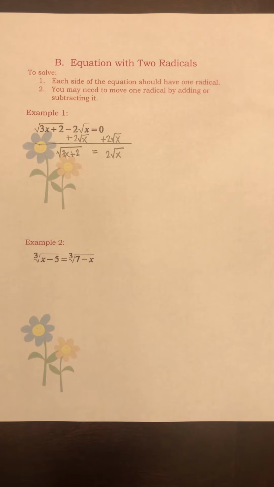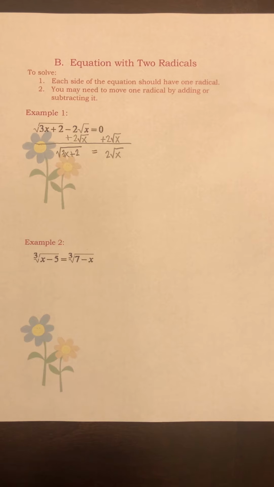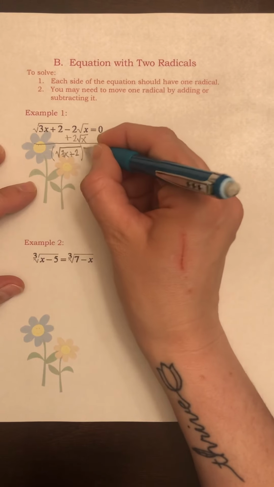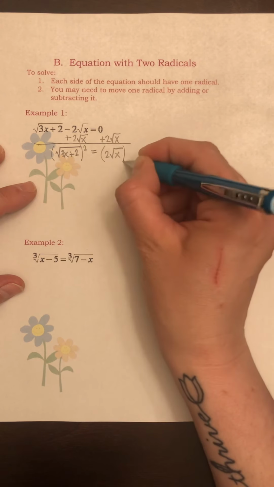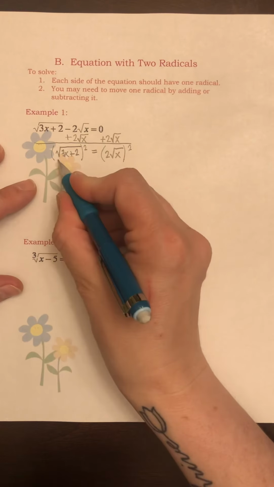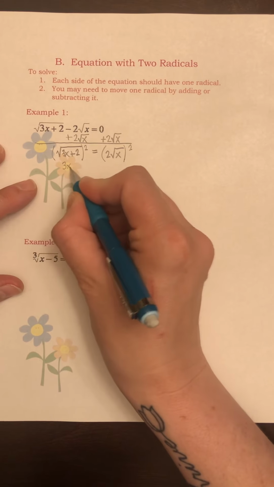Now the goal is to get rid of the radical. Well, we're going to do the same thing we've been doing. How do I get rid of a radical that has an index of 2? Easy. I'm going to raise both sides to the second power. So I'm squaring both sides. Let's talk about the left-hand side. The square root and the square, they're going to cancel each other out. So I have 3x plus 2.